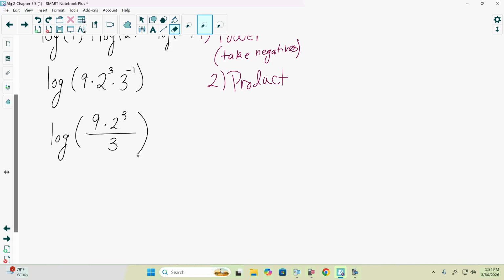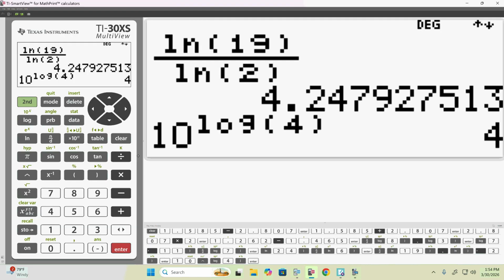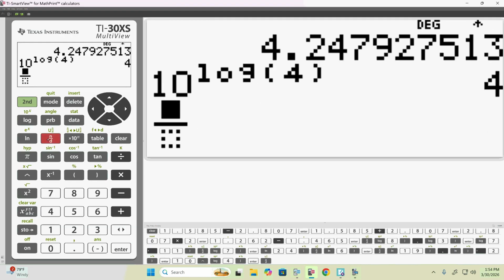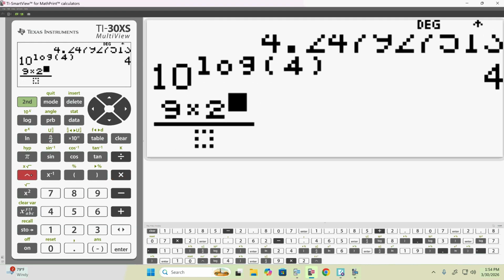Now, one nice thing about this, because we're almost finished simplifying, is that inside that logarithm, we have 9 times 2 to the third over 3, yes? Is there a variable in that spot? No, it's all numbers, yes? We like that because I can come over to the calculator and say, hey, what is 9 times 2 to the third over 3?